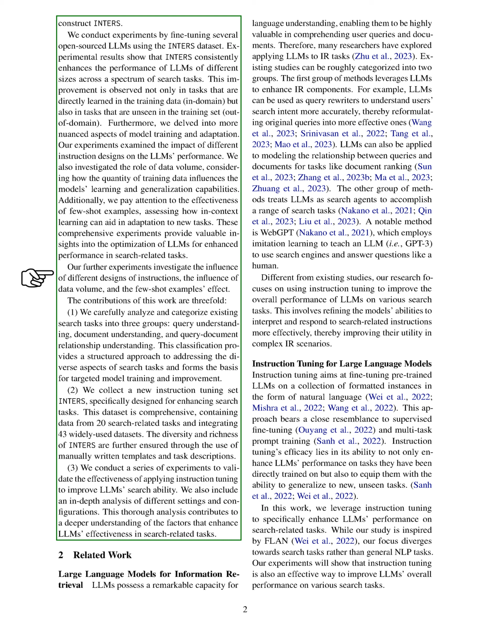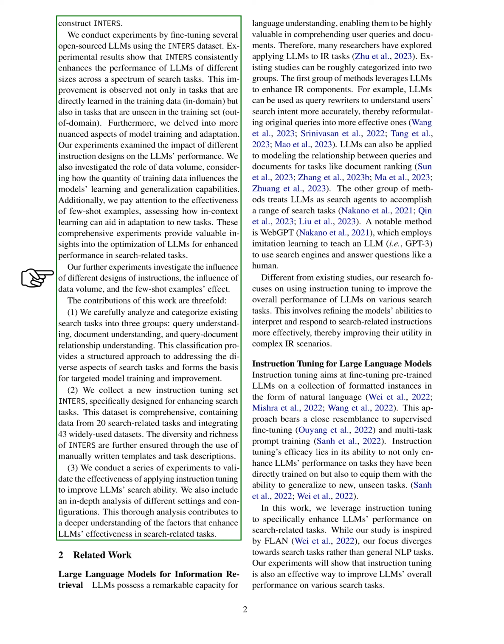This improvement is observed not only in tasks that are directly learned in the training data, in domain, but also in tasks that are unseen in the training set, out of domain. Furthermore, we have delved into more nuanced aspects of model training and adaptation. Our experiments examined the impact of different instruction designs on the LLM's performance. We also investigated the role of data volume, considering how the quantity of training data influences the model's learning and generalization capabilities. Additionally, we pay attention to the effectiveness of few-shot examples, assessing how in-context learning can aid in adaptation to new tasks.